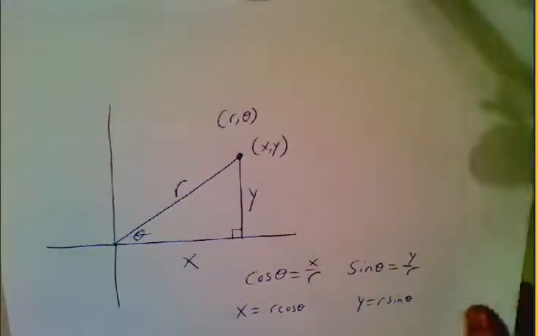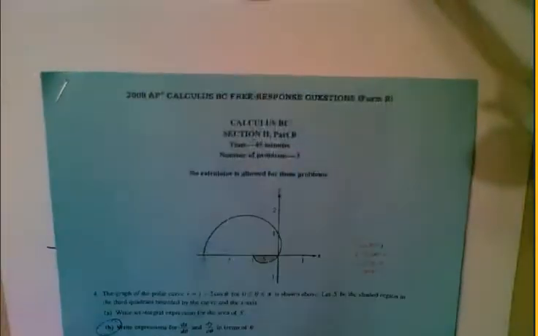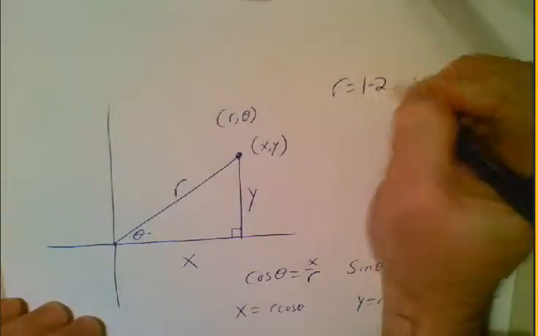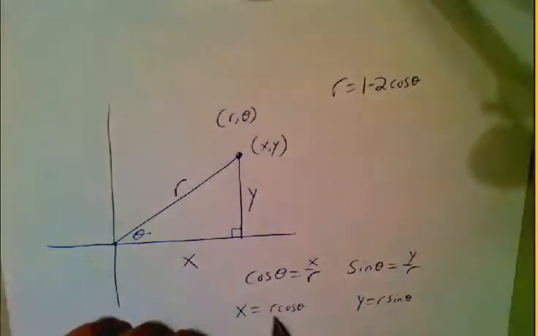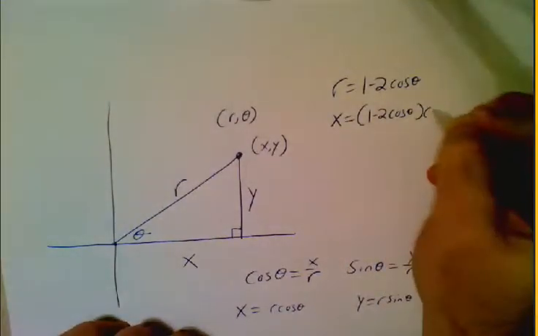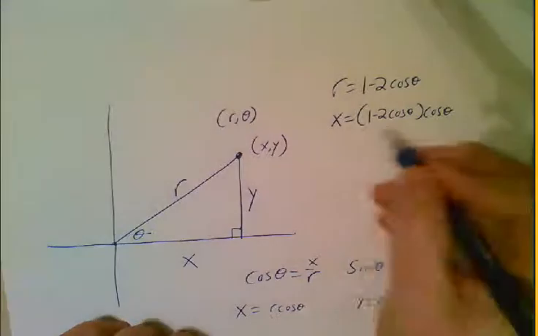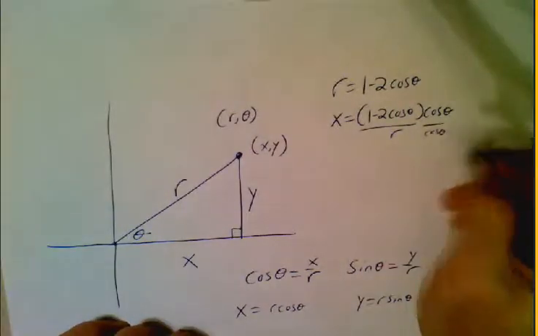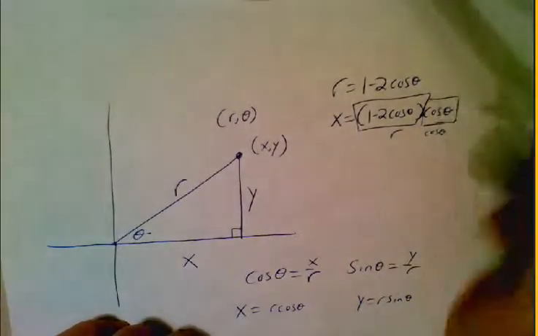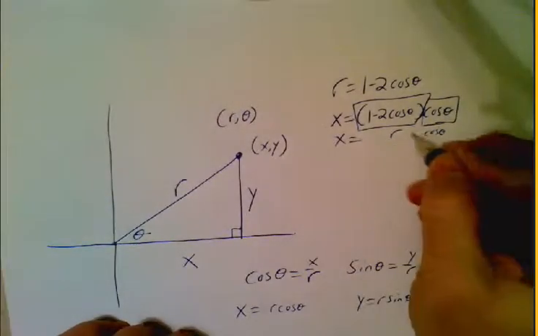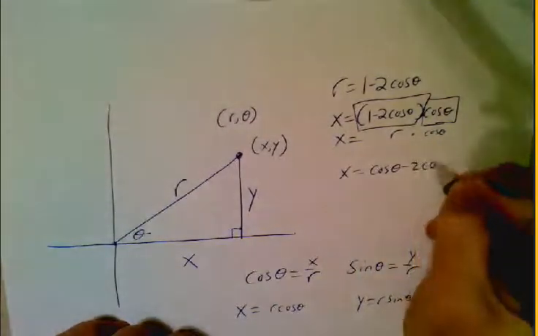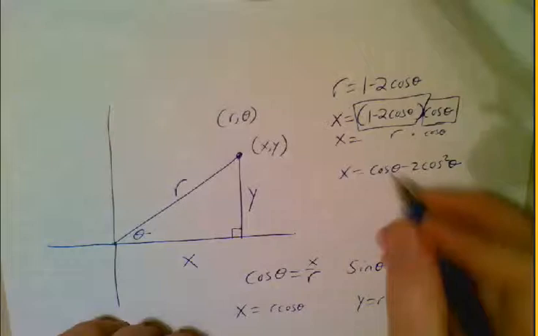So for our example in here, we've got r equals 1 minus 2 cosine θ. If r equals 1 minus 2 cosine θ, and I want to solve for x and y, then x is going to be (1 minus 2 cosine θ) times cosine θ. Here's r, and there's just cosine θ. That's not divided, sorry. There's my formula: x equals r cosine θ. So x equals cosine θ minus 2 cosine squared θ.